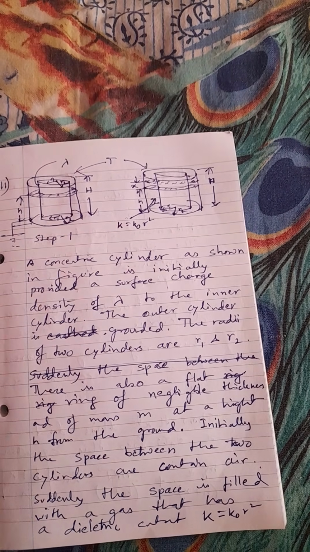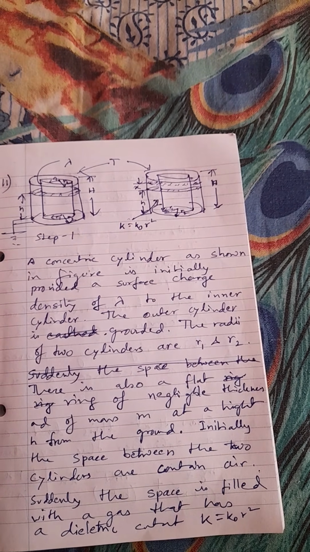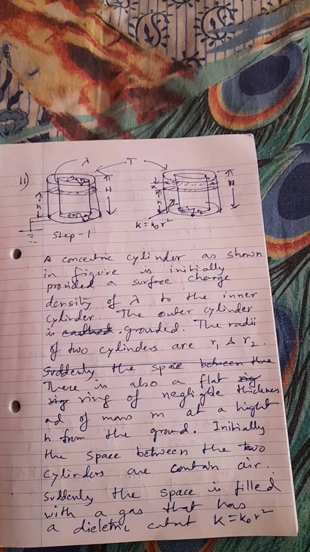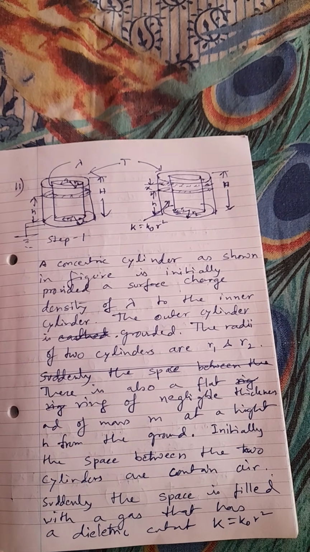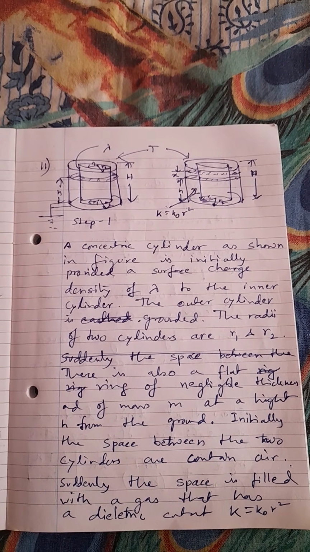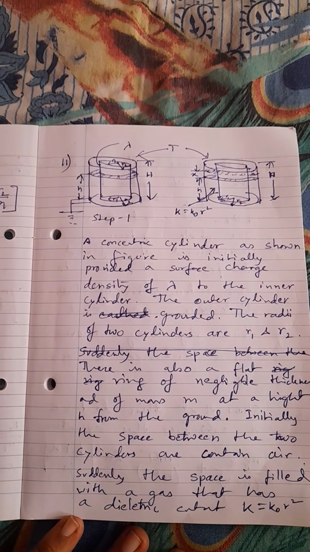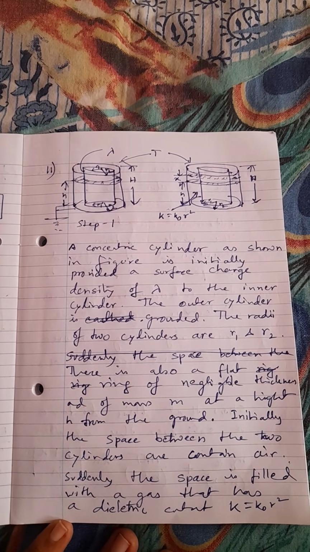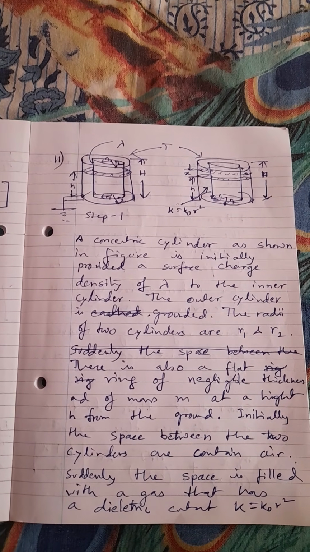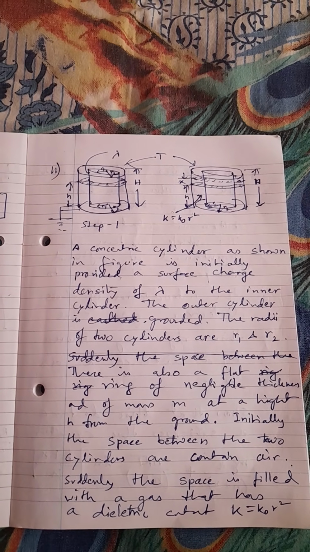But due to the introduction of this gas, suddenly the thin disk, which also has mass m, moves up by a distance x. Why this movement? First of all, when you charge the inner cylinder and ground the outer cylinder, this creates an electrostatic system. This system will have some energy, because it forms a capacitance, and that capacitance holds energy. When you introduce this gas, this energy will suddenly change.